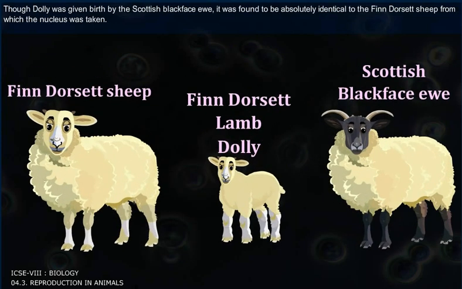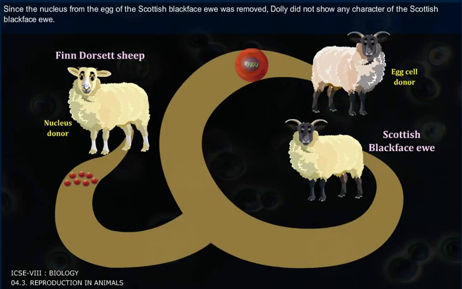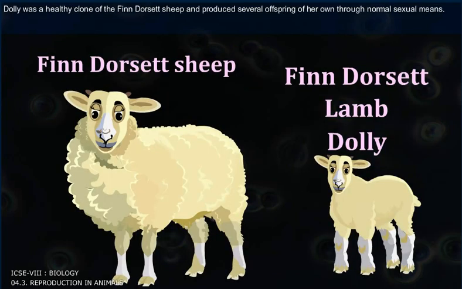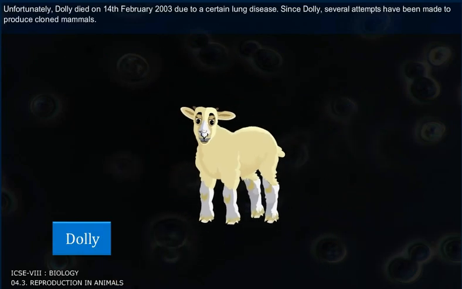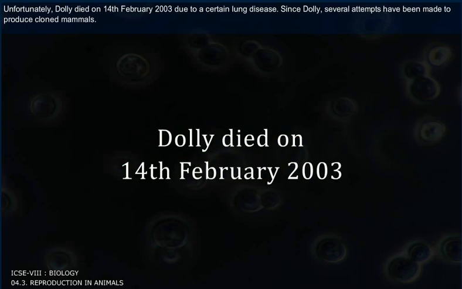Though Dolly was given birth by the Scottish black-faced ewe, it was found to be absolutely identical to the Finn Dorset sheep from which the nucleus was taken. Since the nucleus from the egg of the Scottish black-faced ewe was removed, Dolly did not show any characteristic of the Scottish black-faced ewe. Dolly was a healthy clone of the Finn Dorset sheep and produced several offspring of her own through normal sexual means. Unfortunately, Dolly died on 14th February 2003 due to a lung disease.